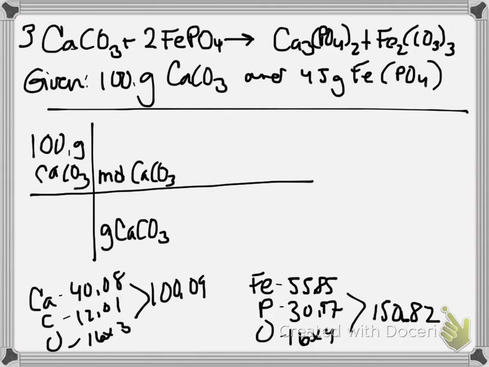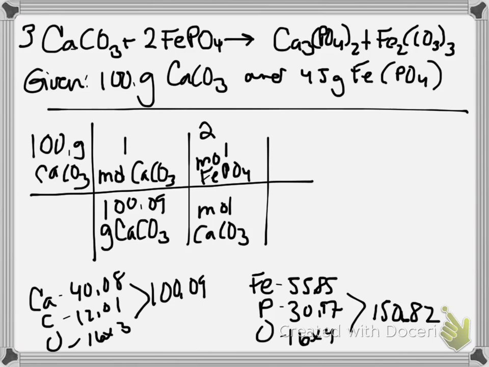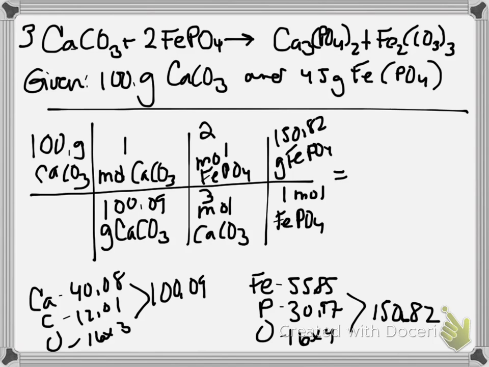It's really handy to do that for all your reagents when you start these, because that way you've got them. So I know that 100.09 grams of calcium carbonate is 1 mole of calcium carbonate. I'm ready to put in my mole ratio, and I've got 2 moles of iron phosphate reacting for every 3 moles of calcium carbonate. And now I'm ready to go back into grams of iron phosphate. Okay. What do you get for a raw answer? Okay, so the answer we get is 100.46 grams of iron phosphate.